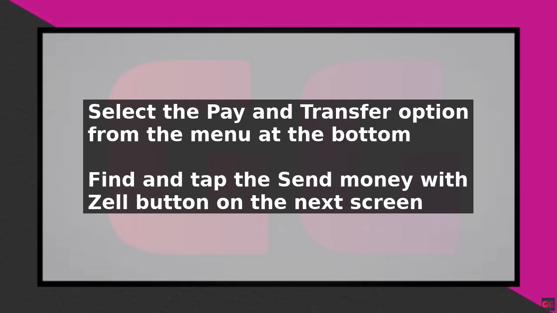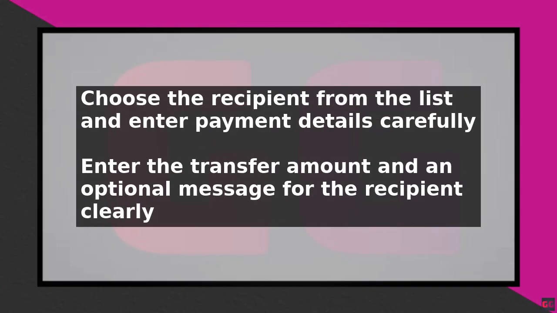On the next screen, find and tap the Send Money with Zelle button. You'll then be shown a list of recipients. Choose the one you want to send money to, and if prompted, acknowledge that the recipient may not be registered with Zelle by checking the corresponding box.